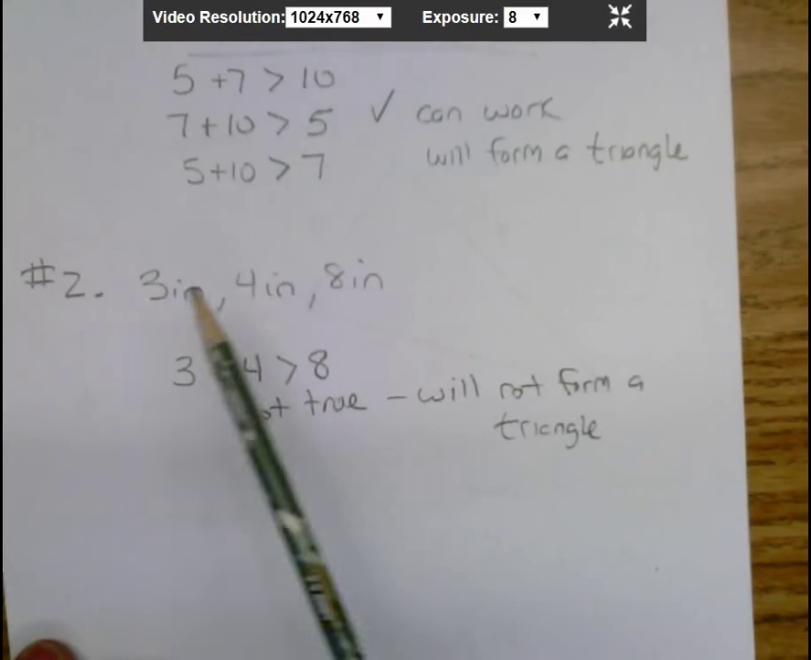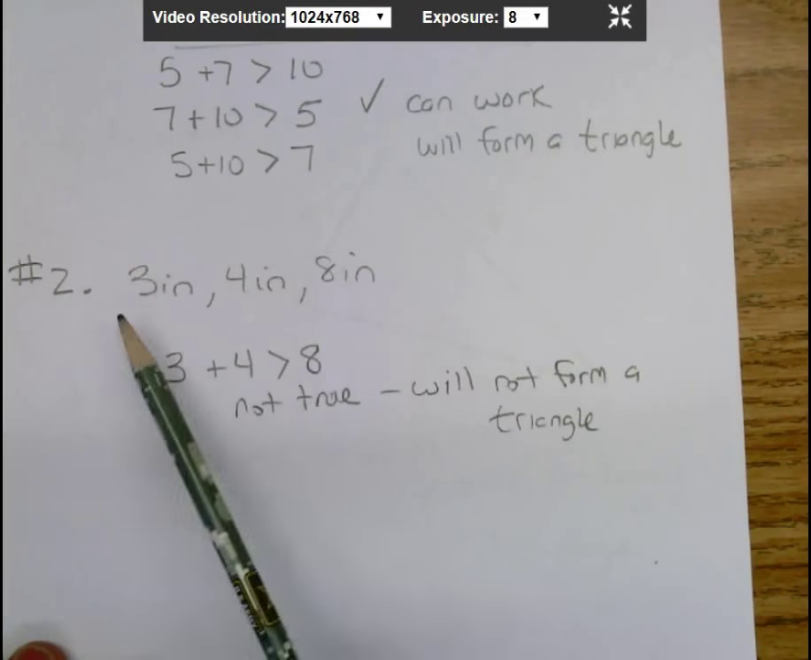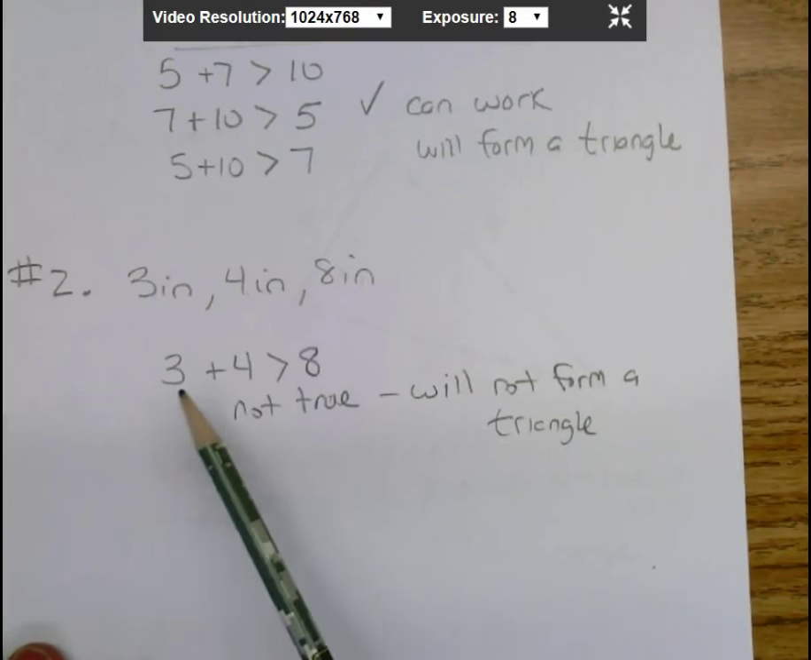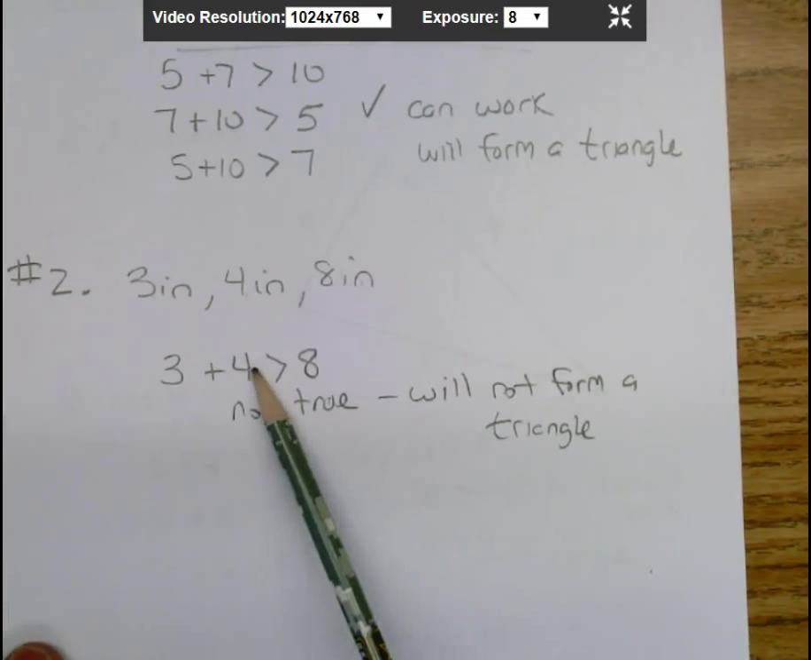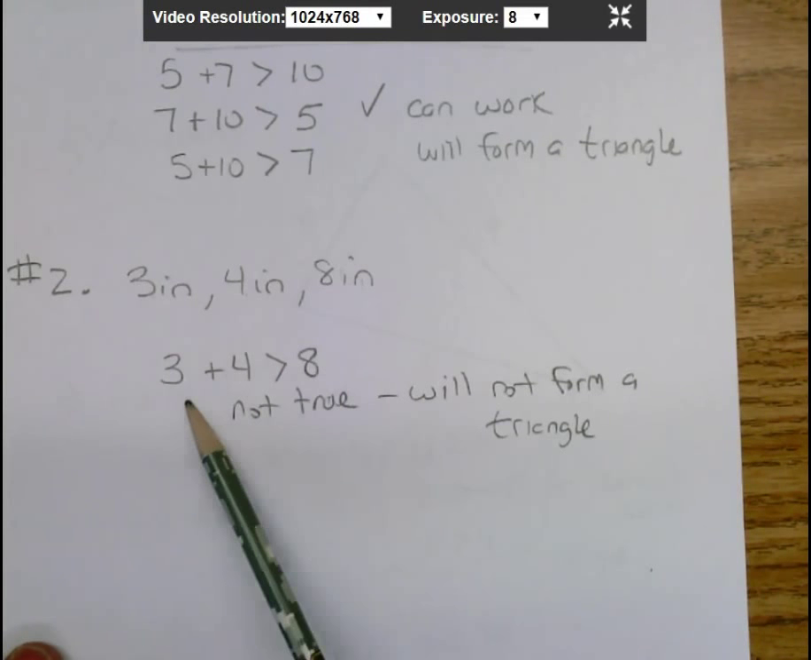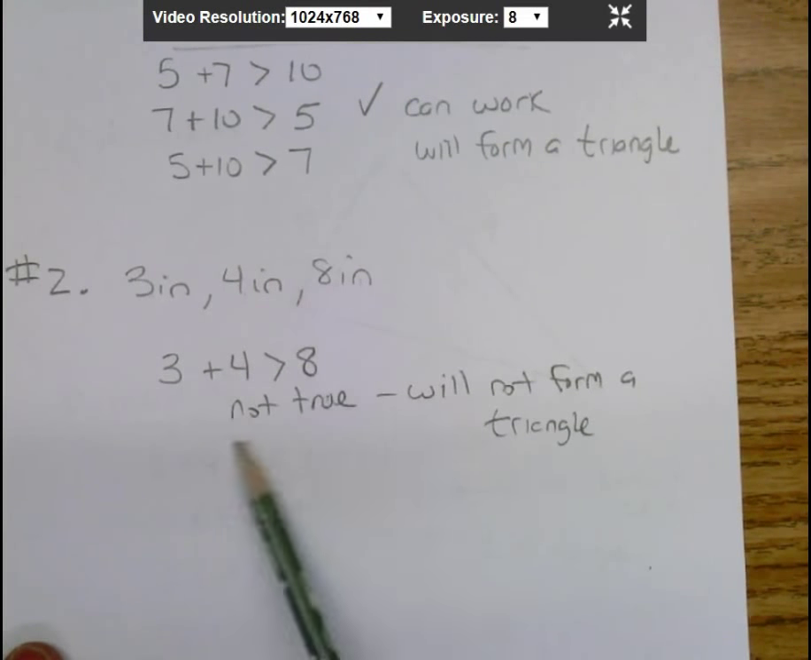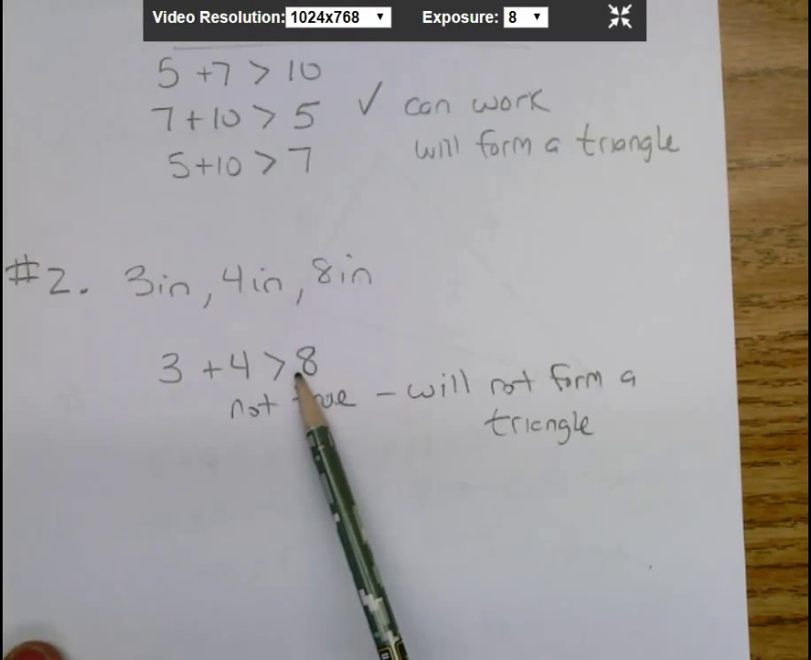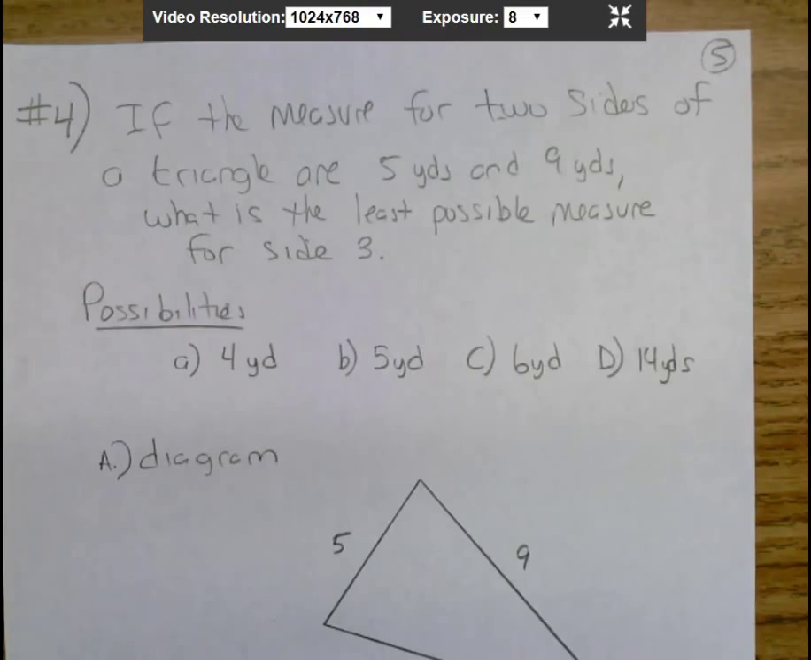Another example, 3, 7, and 8. Then we have 3 plus 4, we'll just do the first one, greater than 8. 3 plus 4 is not greater than 8, that's not true. So these three sides cannot form a triangle. So that's that one. Now we look at this last one. This is the range that we're going to figure out.